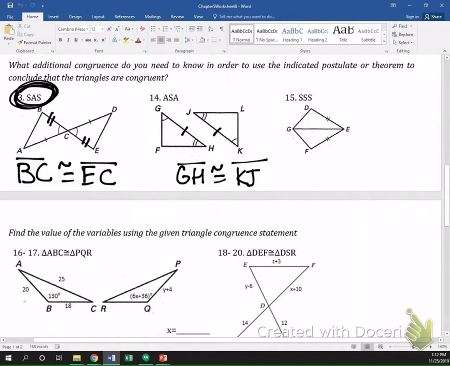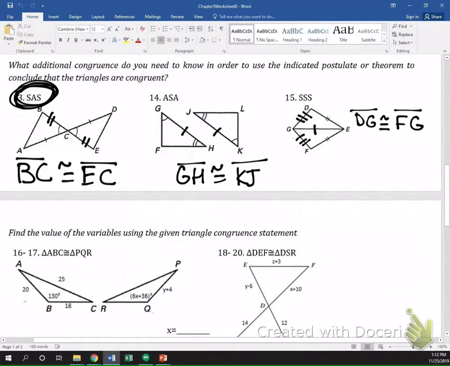Now, careful on 15. A lot of people would put GE is congruent to GE. I already know that. Don't tell me what I already know. I have side, side. The sides that I still need are these. So DG congruent to FG. Good. Both segments, so put the segment symbol. Make sure you review these tonight.